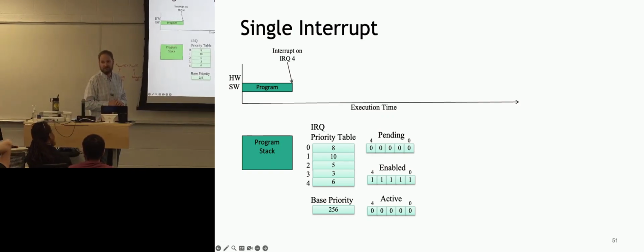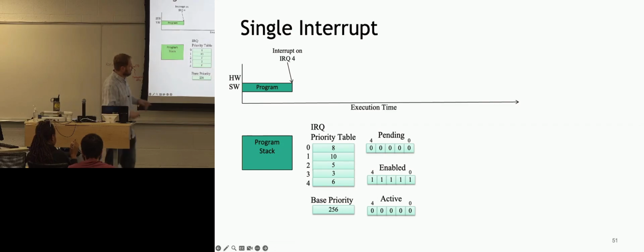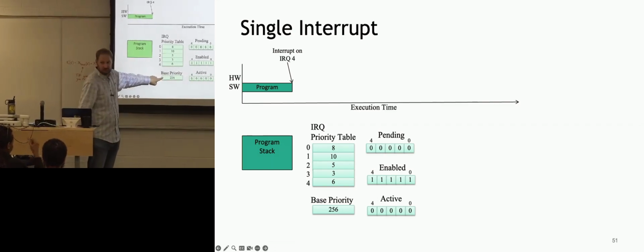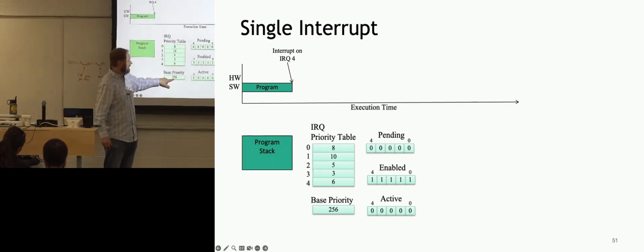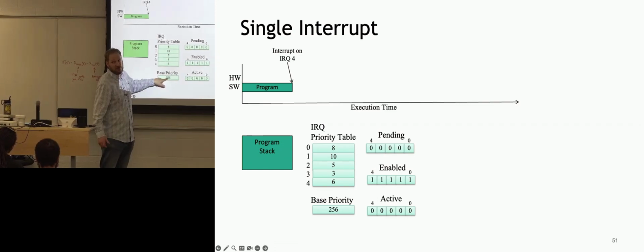Is this sub-priority or preemption priority? This is all preemption priority right now. We'll talk about that particular case in a little bit. Here it's 256 versus saying we're going to allow all possible interrupts. This is just saying this is the base priority. You have to have a priority larger than this, or smaller than this, sorry. Something that's more important but smaller than this.